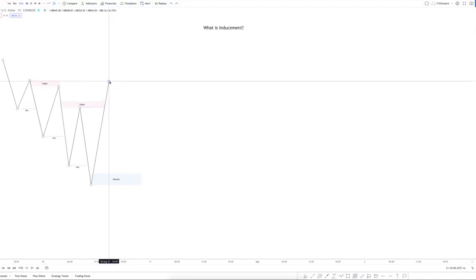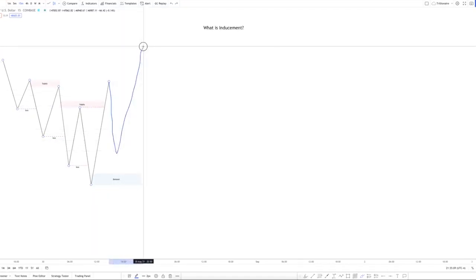Inducement would be price pushing down to this order block. Well, it would probably be deeper than that. Let's say price is pushing down to this order block. It comes very, very close, and then it simply continues to push to the upside, right? And let's say that this high right here is broken. This is inducement, okay?